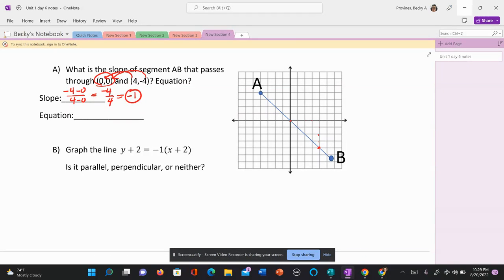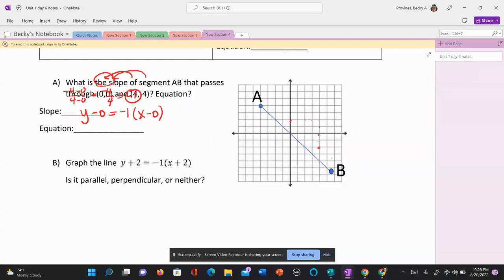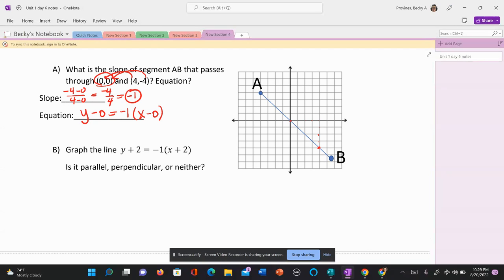Let's do point slope. And again, I want to pick the first point. y minus 0 equals negative 1 times x minus 0. Guys, there's a lot of zeros in this problem. My computer's possessed. Okay, so really, I could get rid of that 0 and just say y equals negative 1x, because if I distribute, negative 1 times x is negative 1x, and negative 1 times 0 is 0.